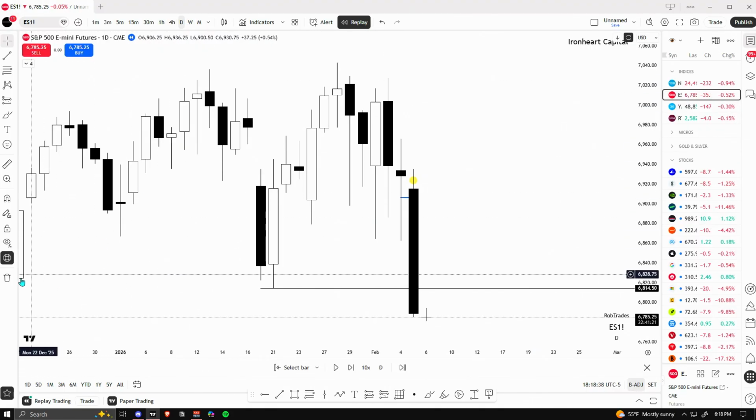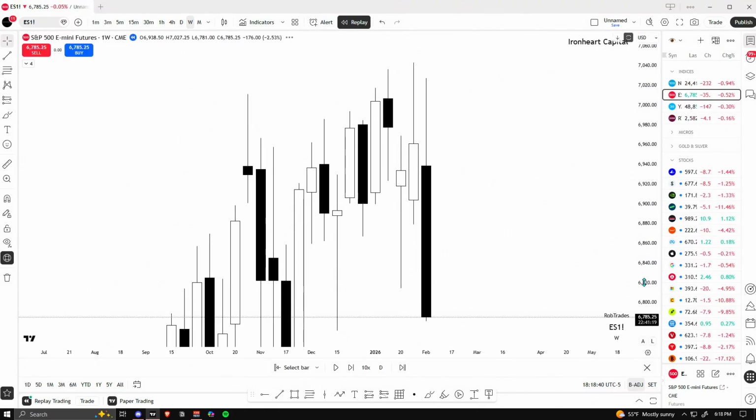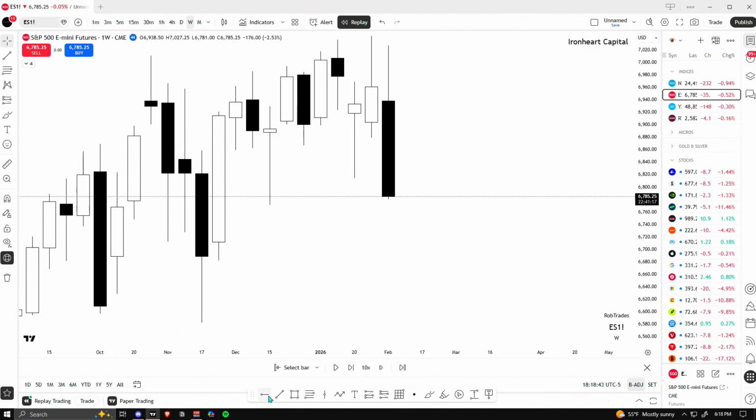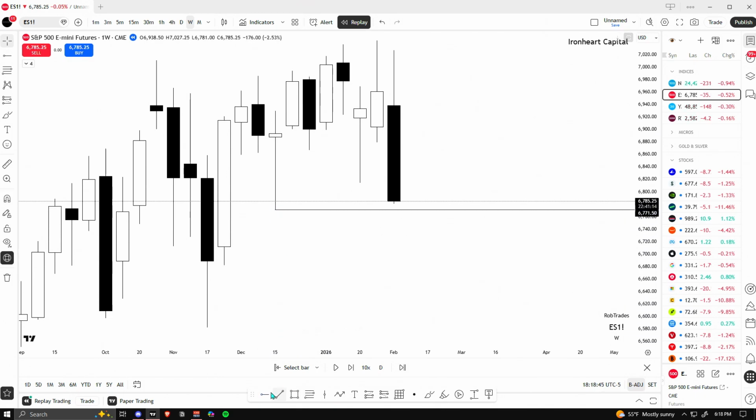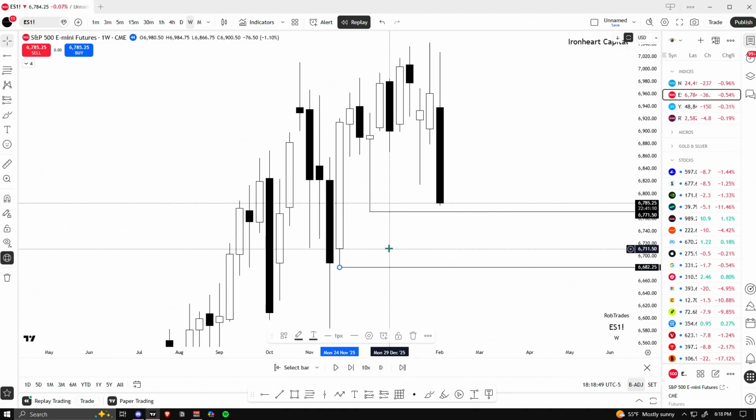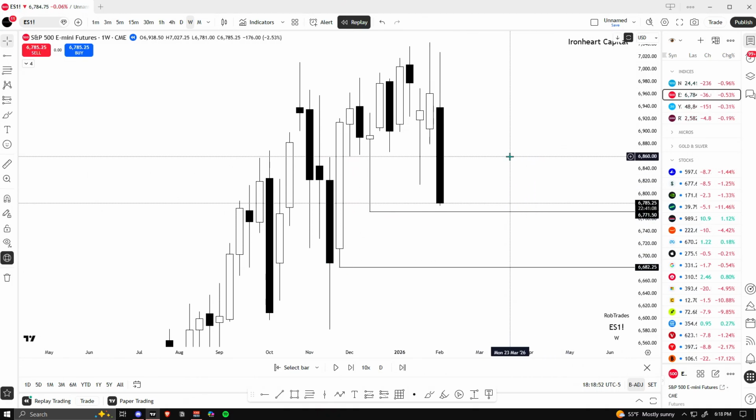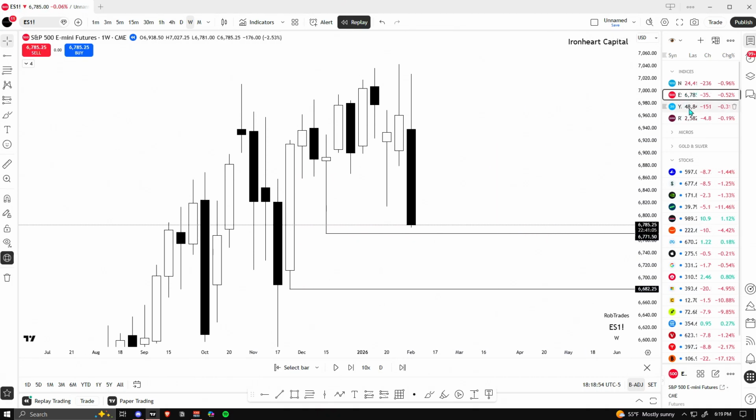We can look at the same thing, of course, for ES. That's not our weekly objective, but that would be a draw on liquidity, and then potentially this rejection block down here and this daily low at 6682 and a quarter. So that's where my eyes are.